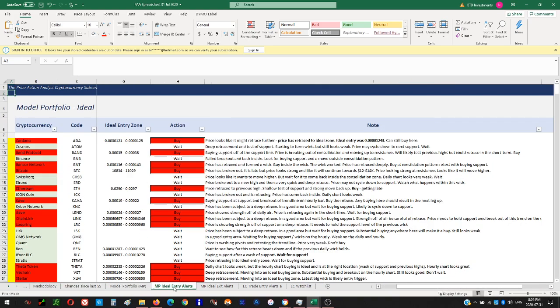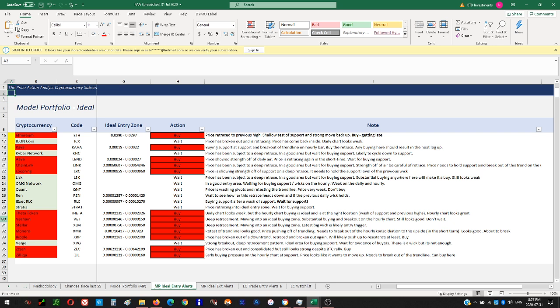So if I go into the spreadsheet tonight under ADA, I've got a buy recommendation. It says prices retraced the ideal zone. Ideal entry was 1243. Can still buy here. So it's got a buy recommendation on it, and I've said you can buy it.